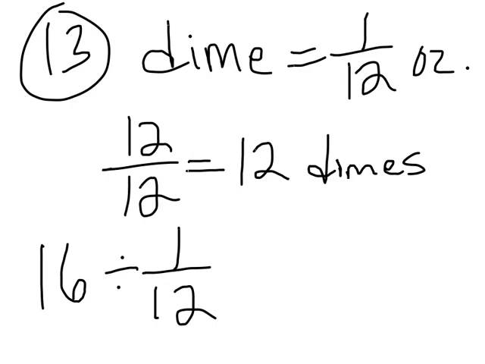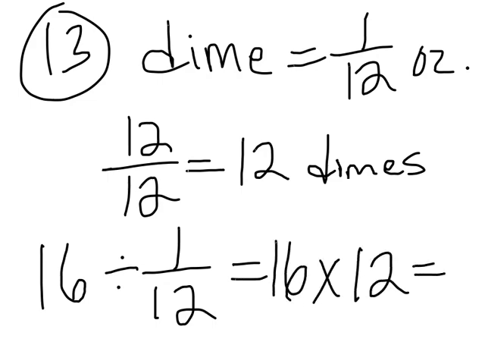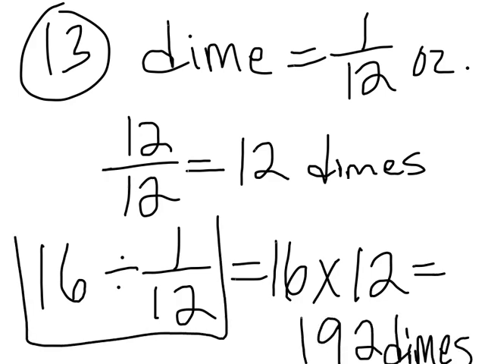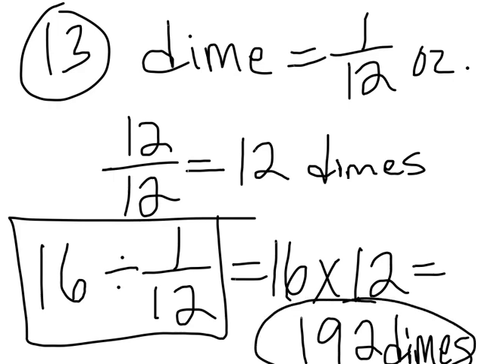So if we have 16 and we divide them up knowing that each one's a 12th, well, this really means 16 times 12, which is 192. So here's what we just did. We had 16 ounces, and we divided it into 1/12, because that's how much each dime weighs. So if we divide it by the weight of the dimes, we'll get the total number of dimes, which is 192, down there.